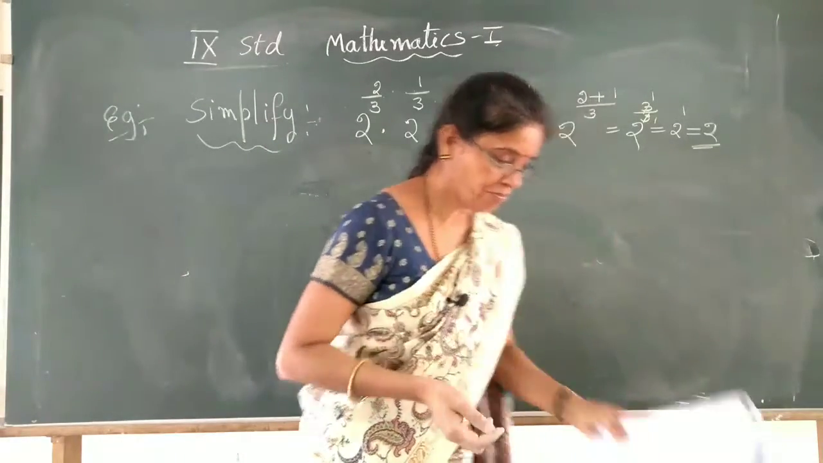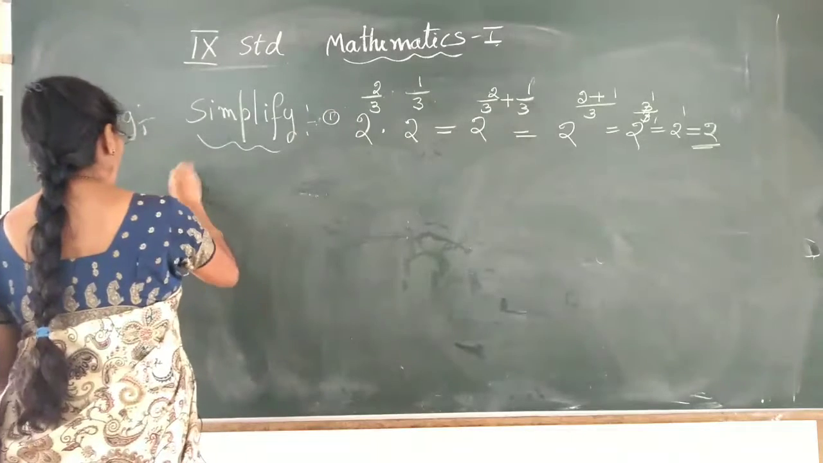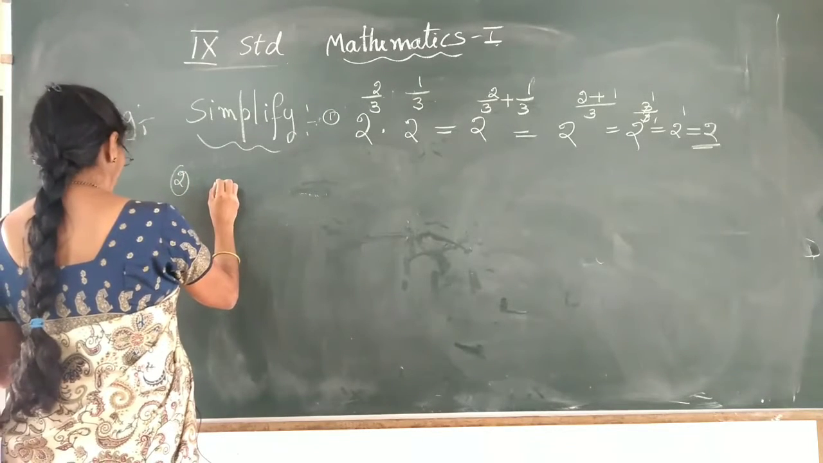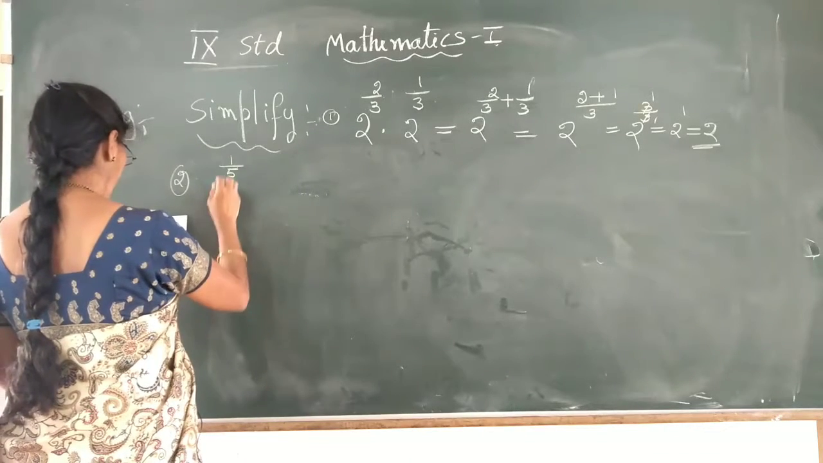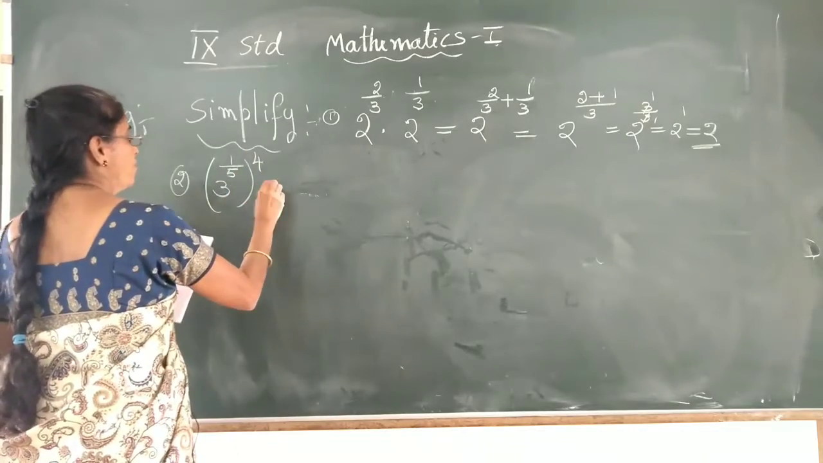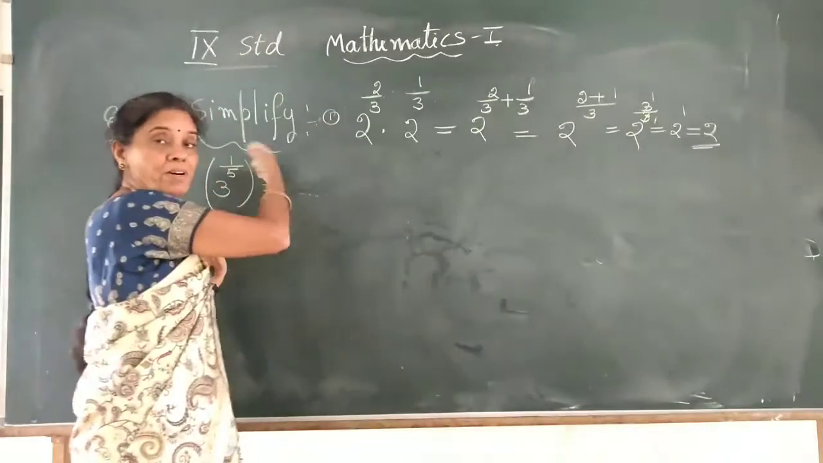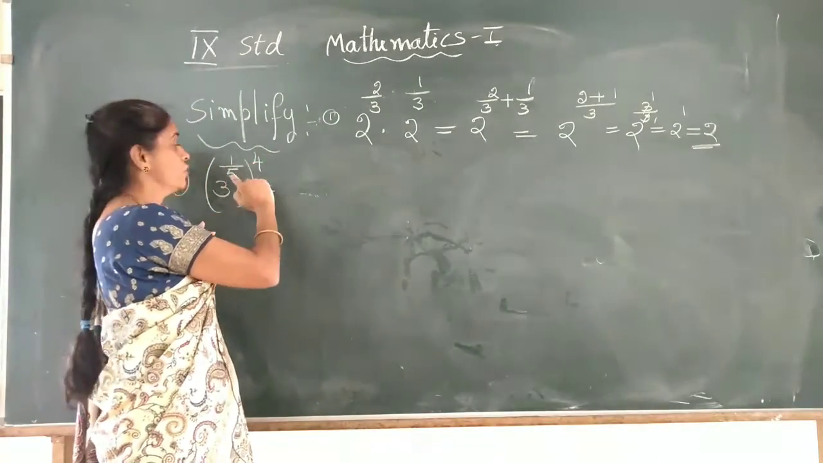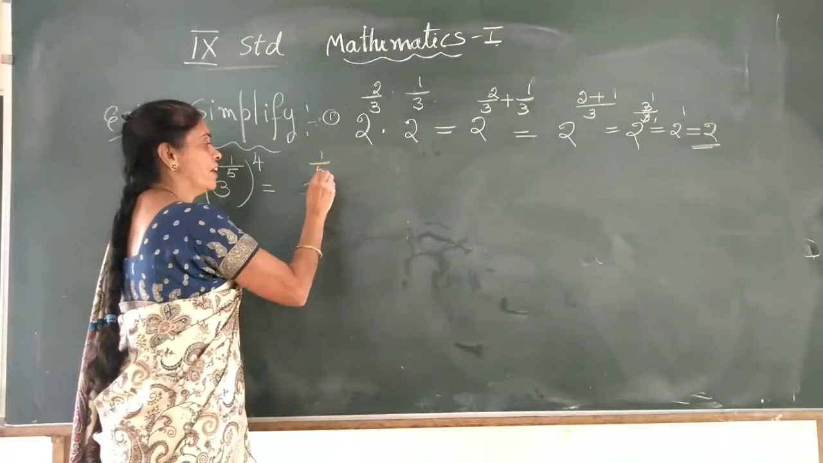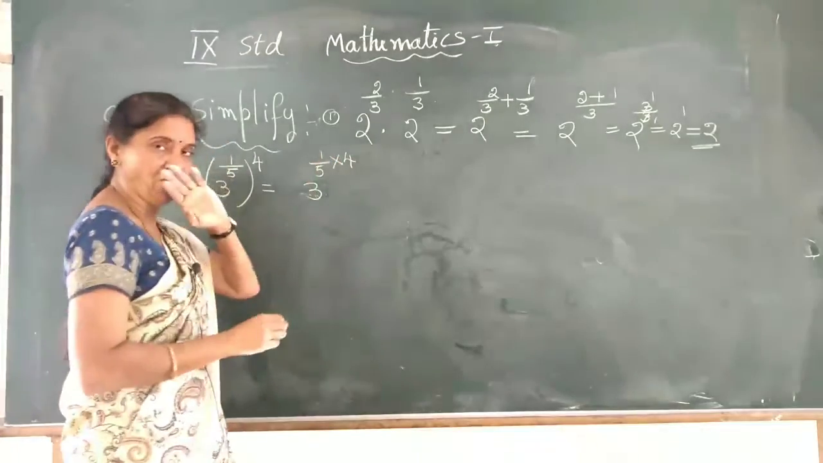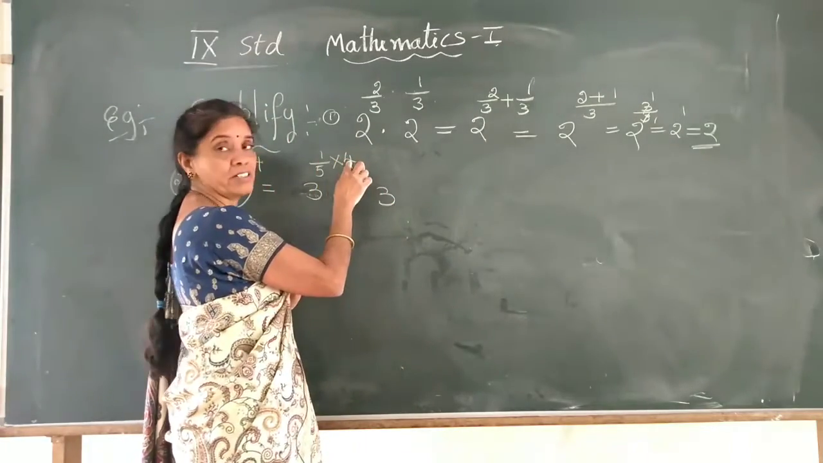Second example, simplify 3 to the power of 1 by 5 to the power of 4. It is power of a power. Power of a power. So, if there are two powers, we have to multiply them. So, it is 3 to the power of 1 by 5 into 4 is equal to 3 to the power of 4 into 1. It is in the numerator.